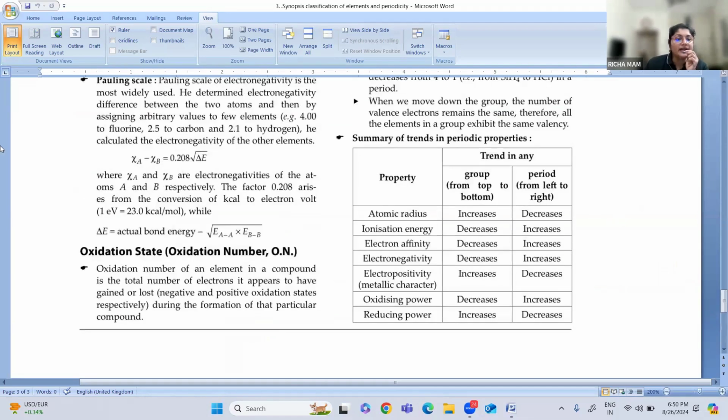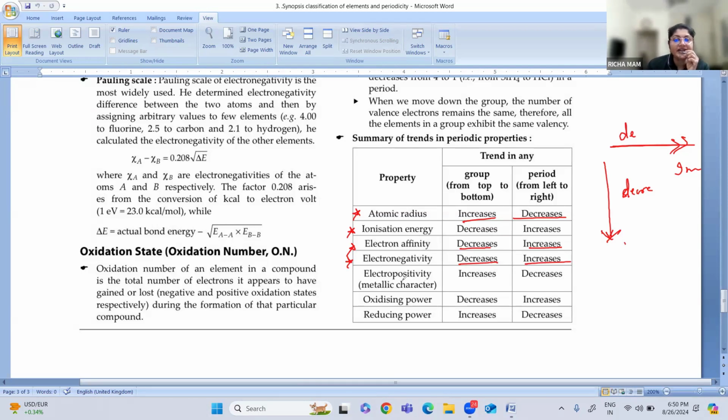Lastly, we will briefly see how these properties vary. Atomic radius in the group, from top to bottom, increases. As you go across the period, it decreases. Remember this, very important. Next is ionization energy. From top to bottom, it decreases, and across the period, it increases. Then electron affinity, same: it decreases down the group and increases across the period. Electronegativity in the group decreases from top to bottom, and across the period it increases.